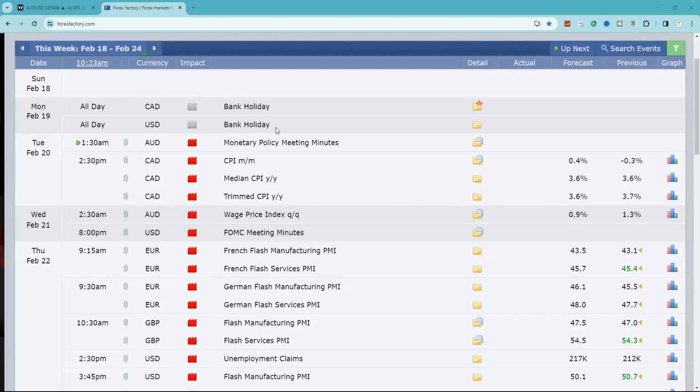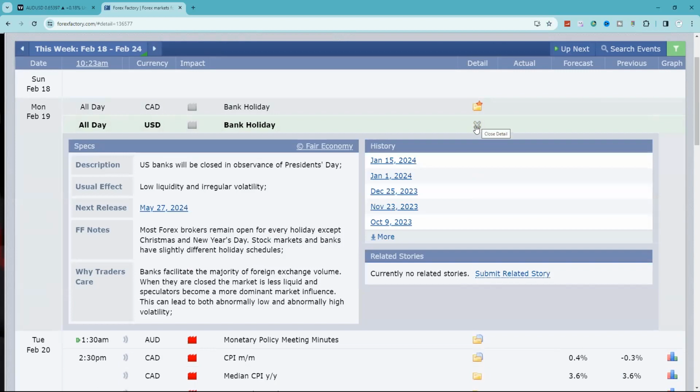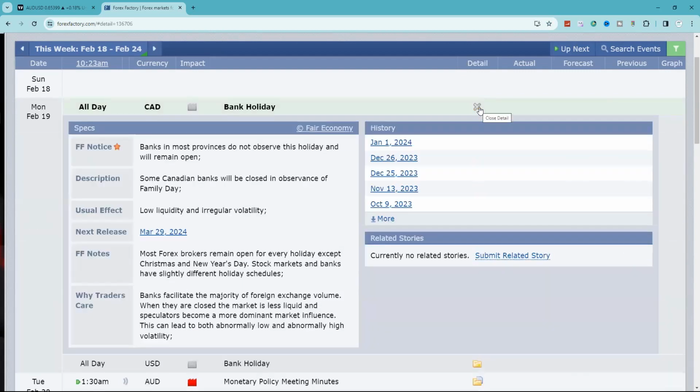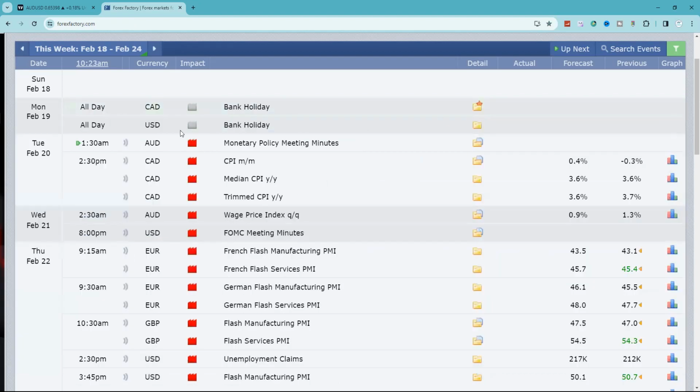Expect that there are some bank holidays, not something too serious per se, that we're expecting from the US and from Canada. In the US, it's closed in observance of President's Day, and in Canada, it's Family Day. Most of the banks will close for Family Day. So yeah, we get that.